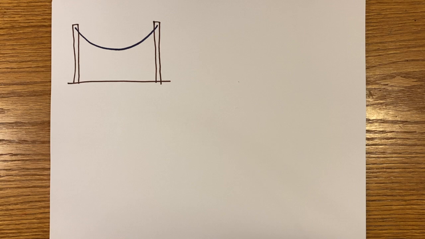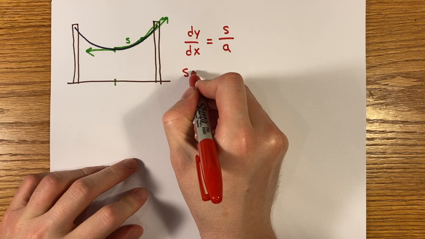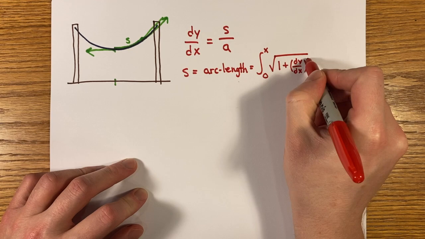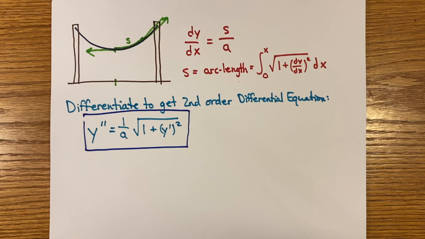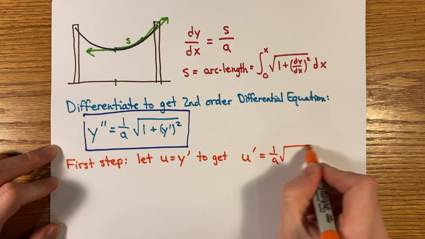The problem is fundamentally about arc length, and that's what makes it hard. This is not exactly a standard differential equation in this form. The arc length s is given by the integral of the square root of 1 plus (dy/dx) squared along the segment. If we wanted a proper differential equation, we'd have to differentiate and use the fundamental theorem of calculus to get y double prime equals 1 over a times the square root of 1 plus y prime squared, which we can convert into a first order equation by taking u equals y prime to get u prime equals 1 over a times the square root of 1 plus u squared.